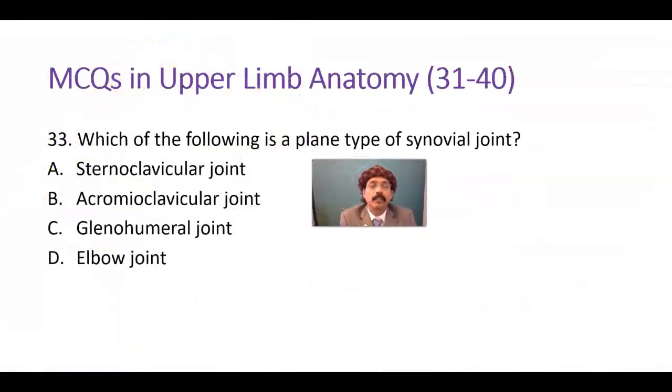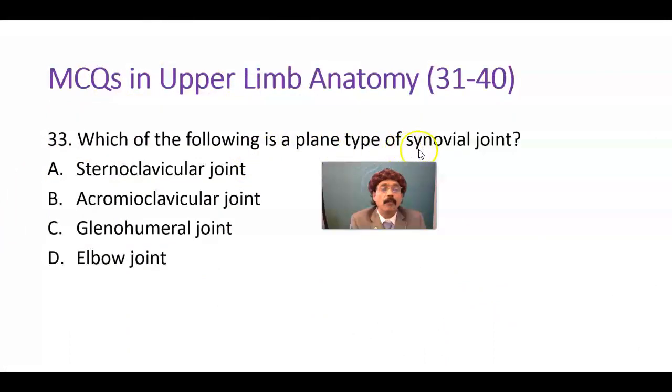Question number 33. Which of the following is a plane type of synovial joint? Plane articular surfaces. The options are sternoclavicular joint, acromioclavicular joint, glenohumeral joint, elbow joint. The sternoclavicular joint is a saddle type synovial joint. The glenohumeral joint is a ball and socket type. The elbow joint is a hinge variety. So the acromioclavicular joint is the plane type of synovial joint. Answer is B.